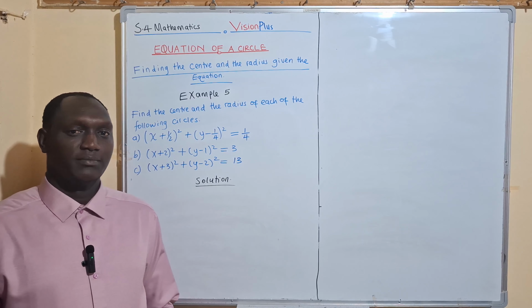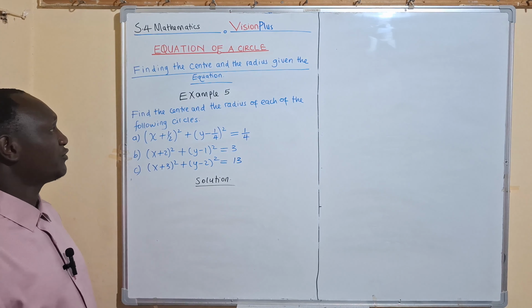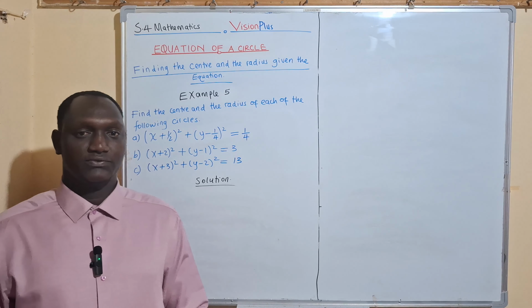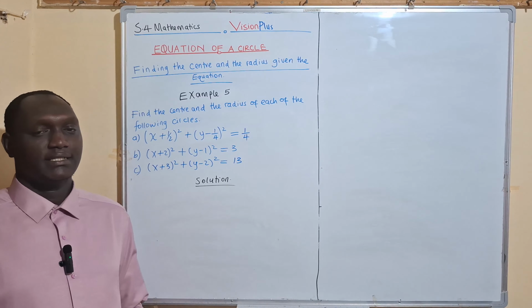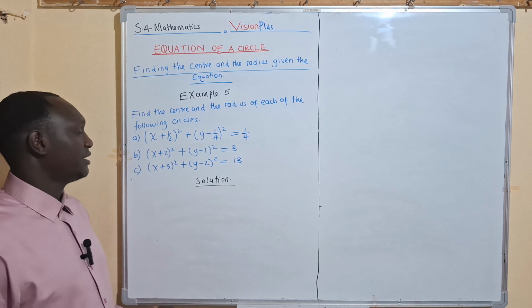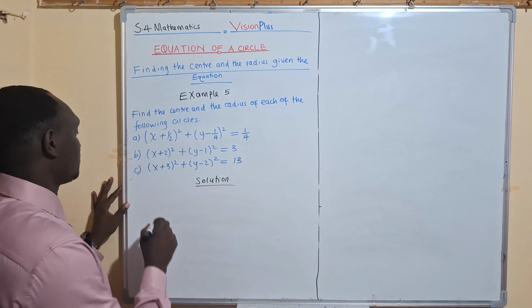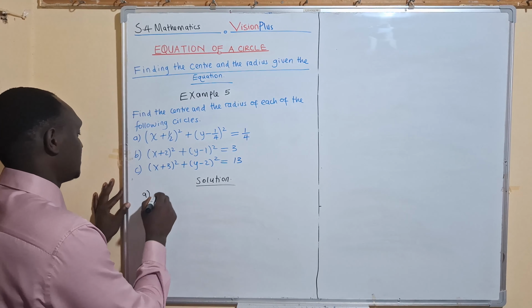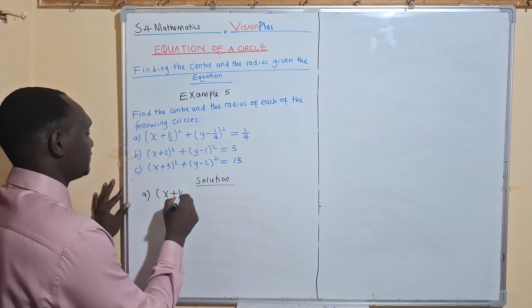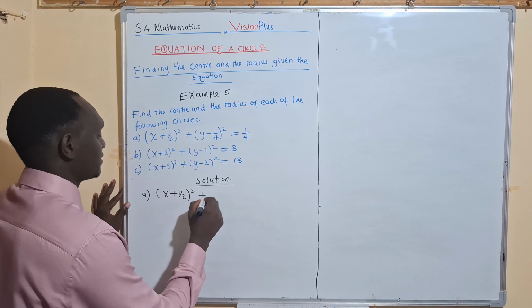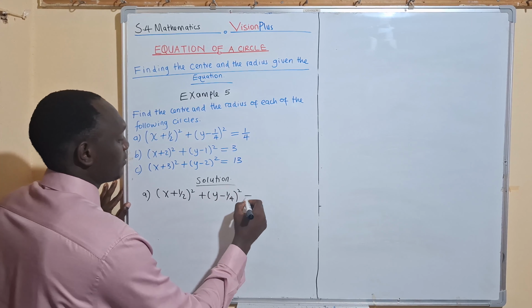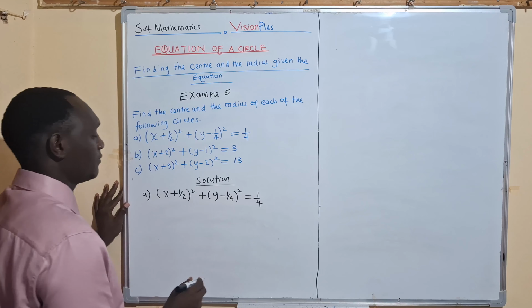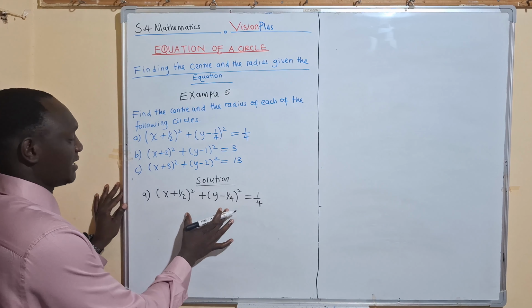We are now doing example 5 under equation of a circle. Example 5 says that we are given equations of different circles and that we need to find the centers and the radii of each of the circles. For part A, we are given (x + 1/2)² + (y − 1/4)² = 1/4. What do we need to do to find the center and the radius?